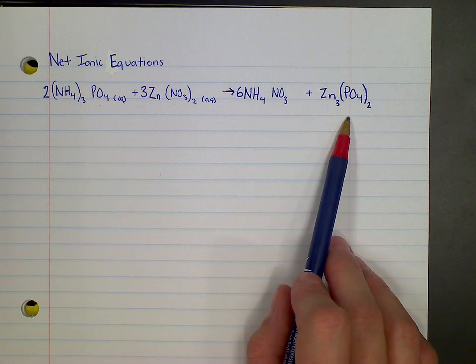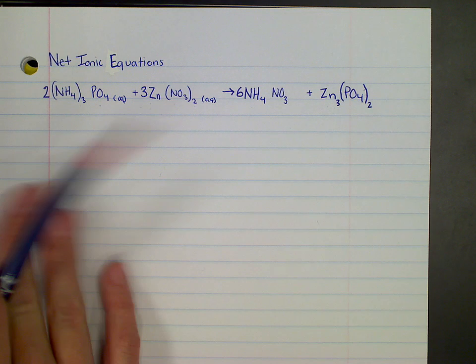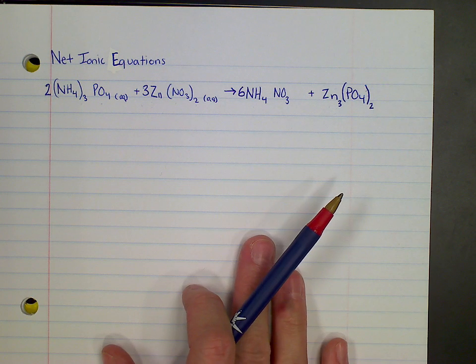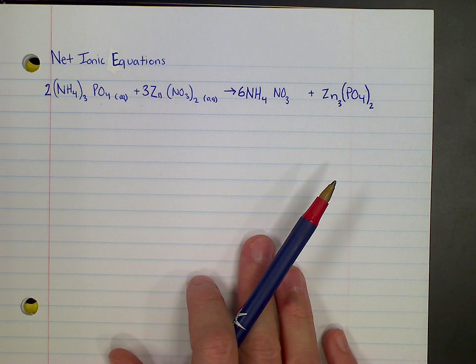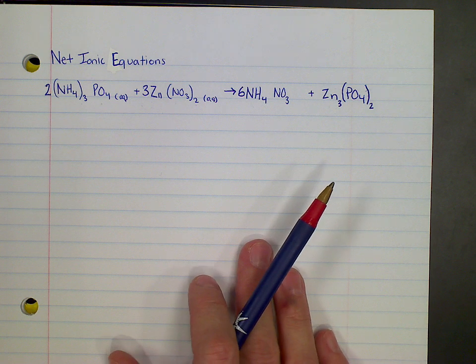Yeah, it looks like everything's balanced now. Okay, so now I've cross-charged everything, I've balanced the equation. The next thing you would need to do is go to your flowchart and figure out which one is going to be the insoluble compound.